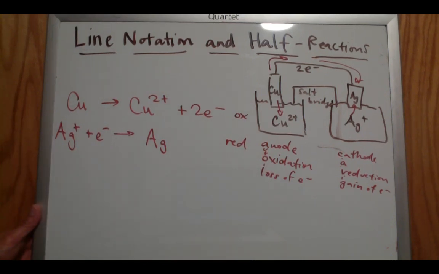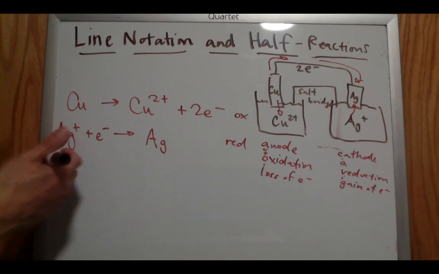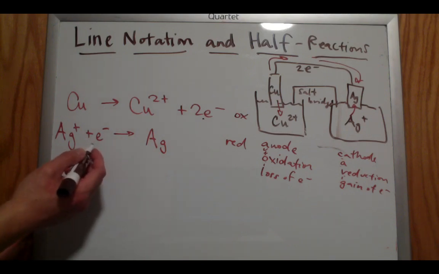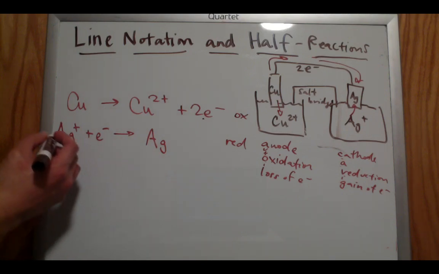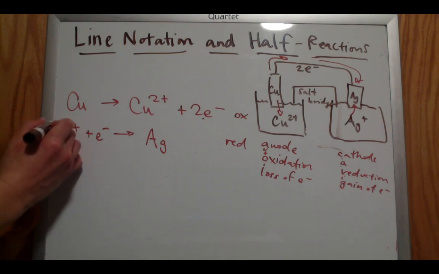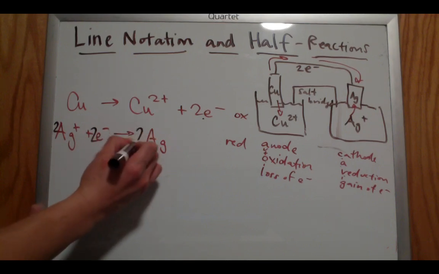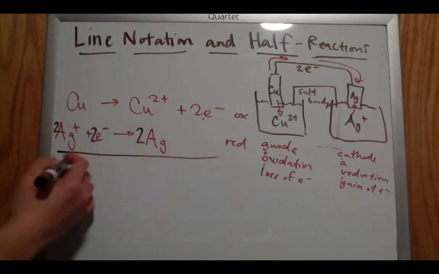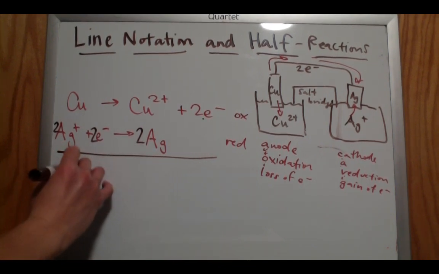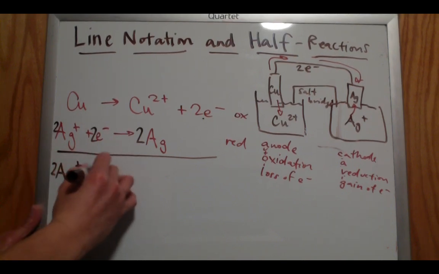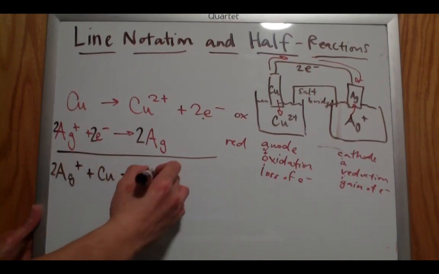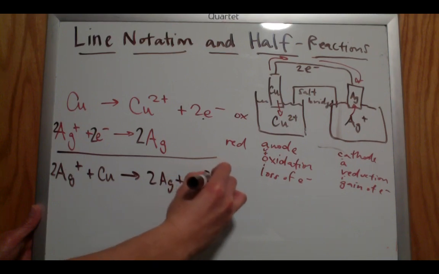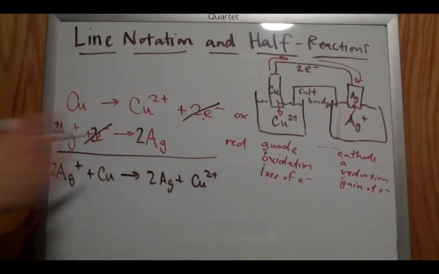And then to balance out the equation, we would just need to make sure that the electrons are equal. So we have 2 electrons here, like we've seen before in chapter 4 when we balanced half reactions. And so we need to multiply the reduction half reaction by 2 to make it so there's 2 electrons. So if we add them up, we end up with 2Ag+ plus Cu yields 2Ag plus Cu2+, and the electrons have canceled out here.